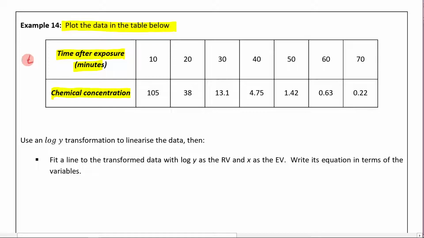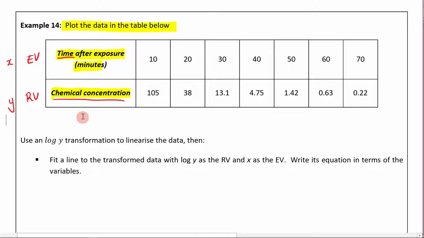Obviously, this is going to be my explanatory because it's the time after exposure. That's going to have an effect on the chemical concentration. So this is my response variable. Whenever you've got time, time is always going to be your explanatory variable, and the other one will be your response variable because time will have an effect on the other thing. Nothing can affect time. So that means this is our X and this is our Y.